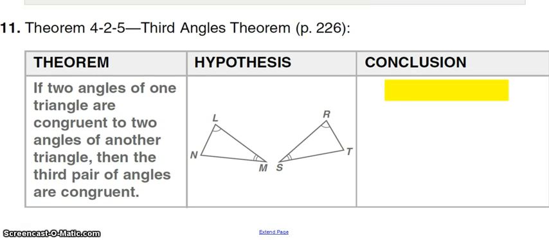Theorem 4.2.5, the third angles theorem. It states that if two angles of one triangle are congruent to two angles of another triangle, then the third pair of angles are congruent. So in your diagram, you see that angle L is congruent to angle R, angle M is congruent to angle S, so that means angle N, right here, will be congruent to angle T. We're talking about this angle right here. In your conclusion, you'll write measure of angle N is congruent to measure of angle T.